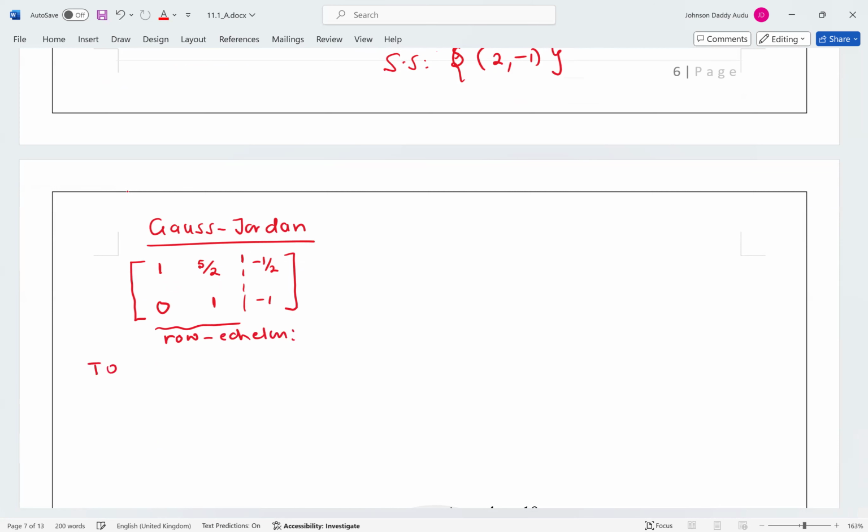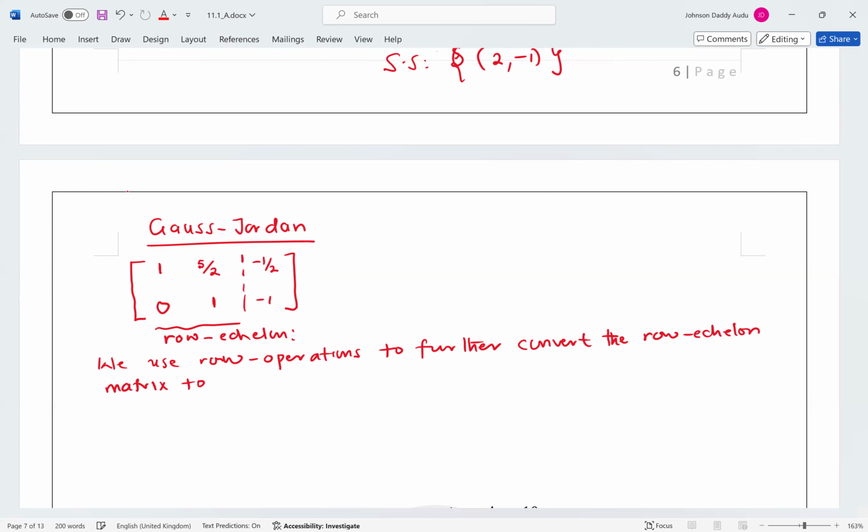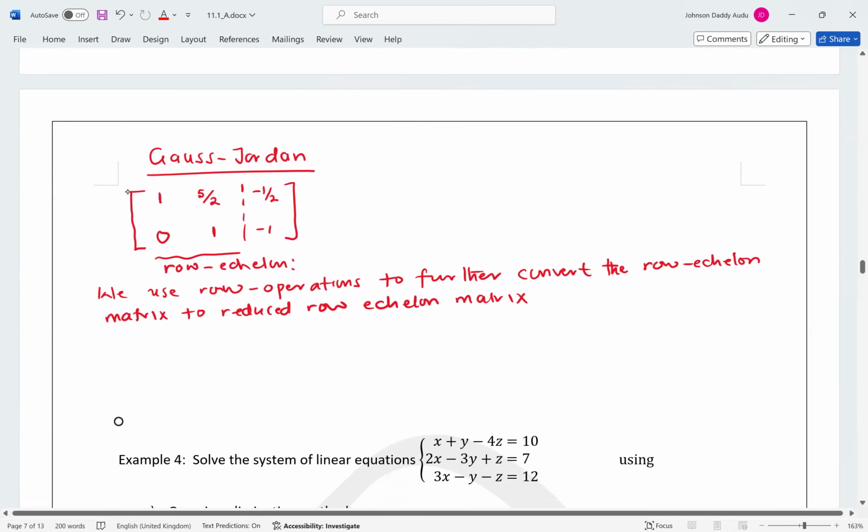So now we use also row operations to further convert the row echelon matrix to a reduced row echelon matrix. Okay. And now how do we do that?